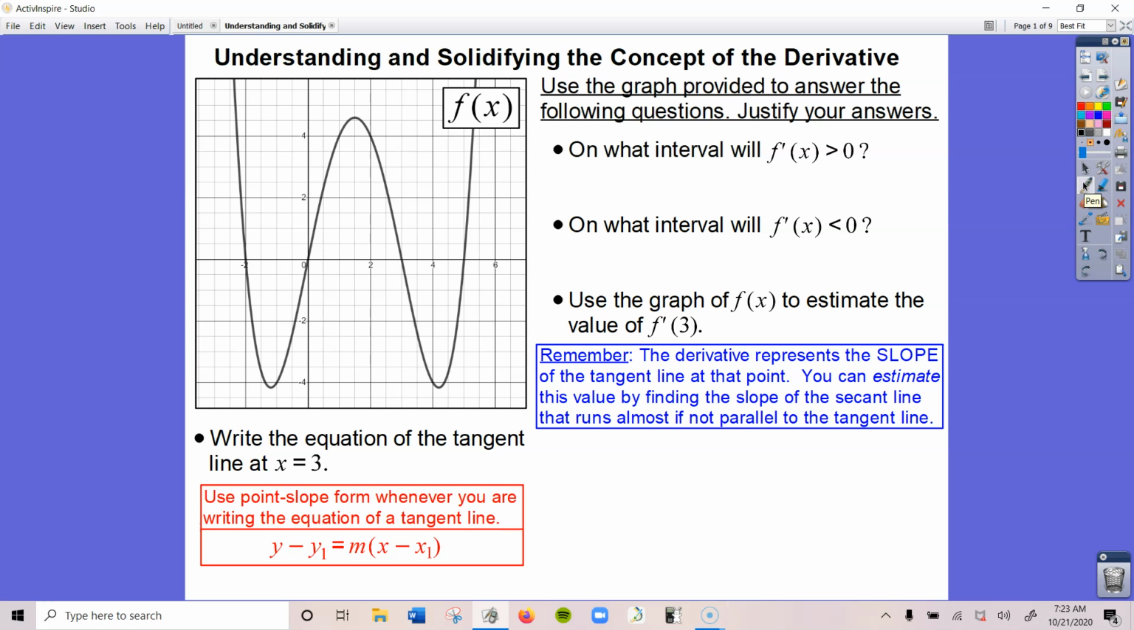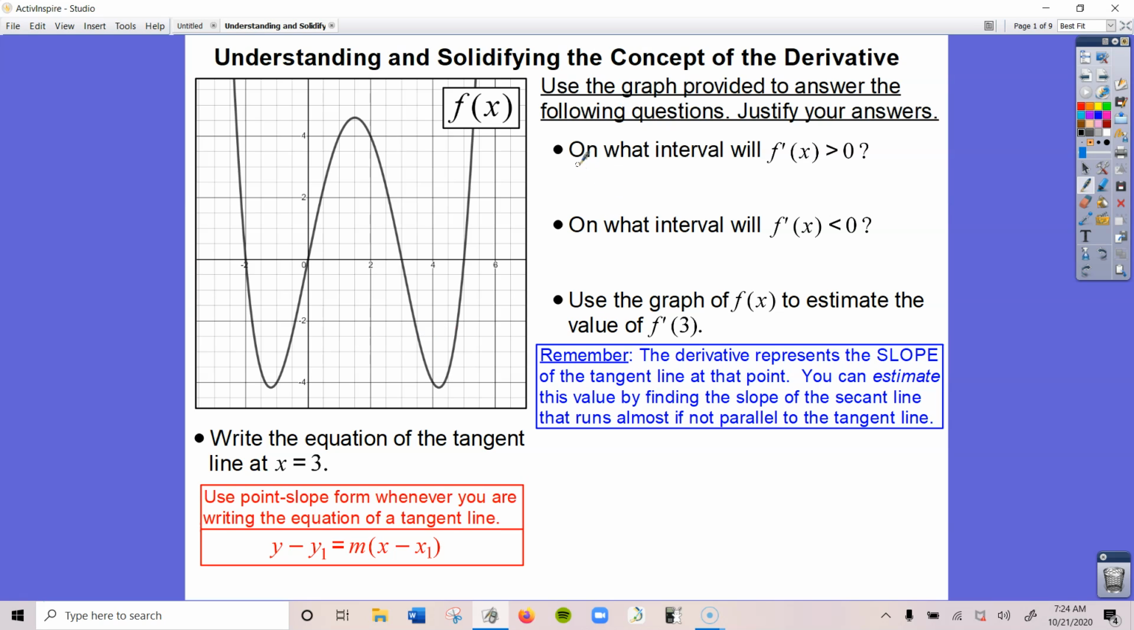Hey guys, today we're going to practice pretty much everything that we've covered on derivatives so far. So for example, here we have the graph of f of x. Now remember that this is your function. So the questions are going to be related to the derivative, and we have to be able to state what the derivative is doing or the type of values that the derivative has based on the function.